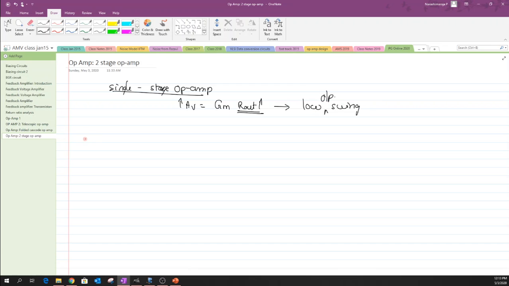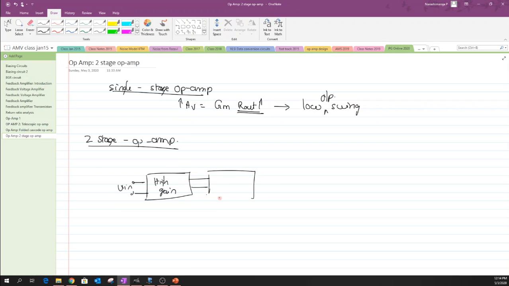Now generally a two-stage op-amp structure will have two stages, where stage 1 is generally meant for having a high gain, and this is our differential input that goes in, and the output of the first stage is fed as an input to the second stage. So let me write this one as stage 1 and this one as stage 2.